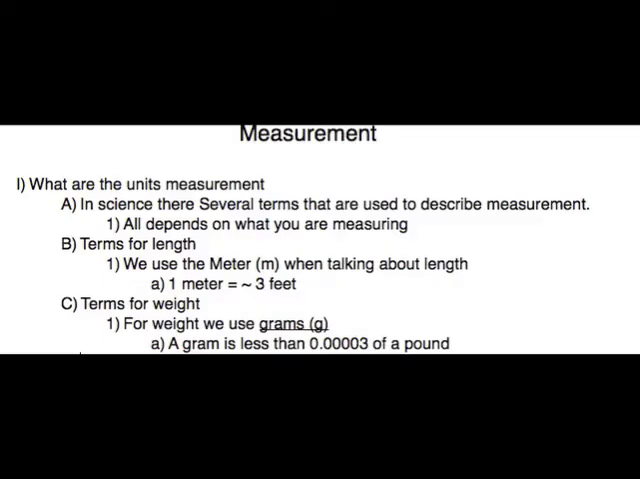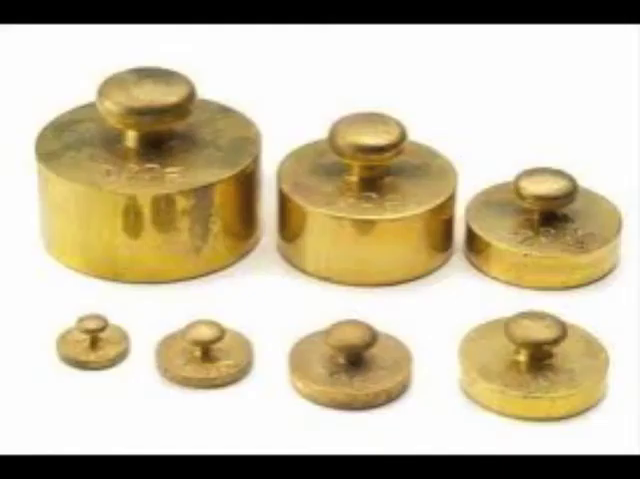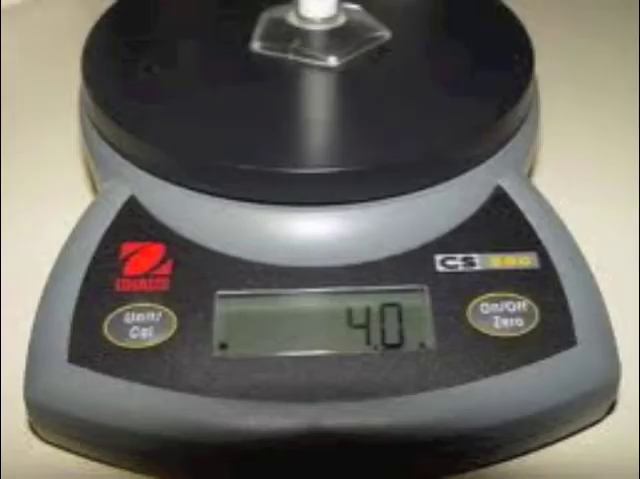Terms for weight. For weight, we use grams. A gram is less than 0.0003 of a pound. Grams focus on how much something is made of something. In other words, how much stuff is in it. It used to be calculated by weights on a scale. However, now we will be using electronic scales to get an accurate measure of how much matter or stuff is in something.